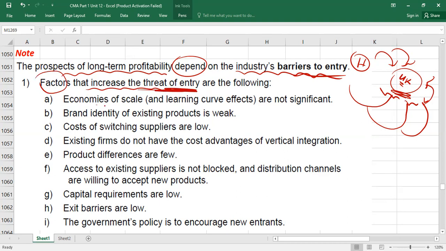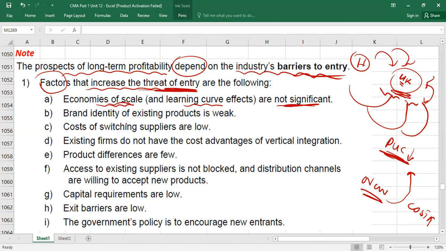For example, economies of scale and learning curve effect are not significant. For example, no one company is that big in that market whose cost per unit is less. That is called economies of scale. Economies of scale is what? When you do production at mass level, at high level, your production is too much, and at that time per unit cost decreases, right or wrong? For example, I am the new entrant. Obviously, I know initially my cost will be high. I cannot compete with this company whose per unit cost is low, right or wrong?